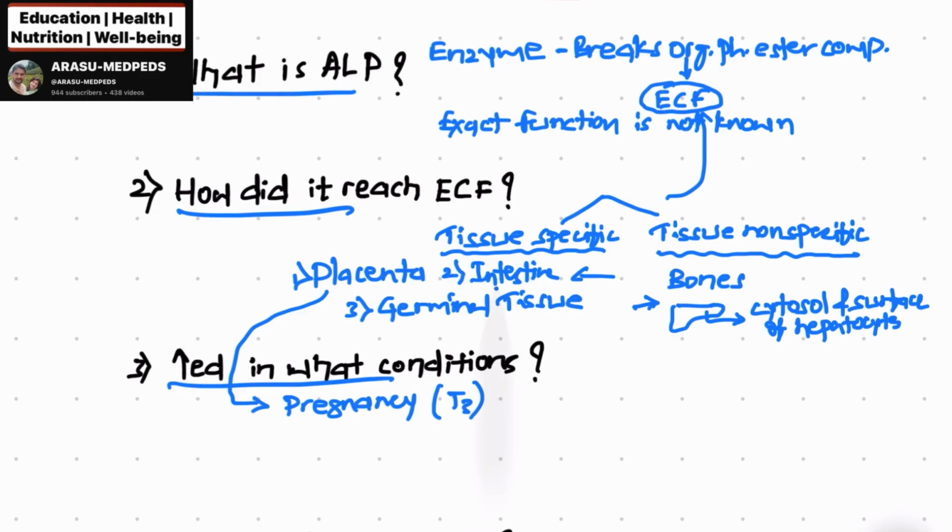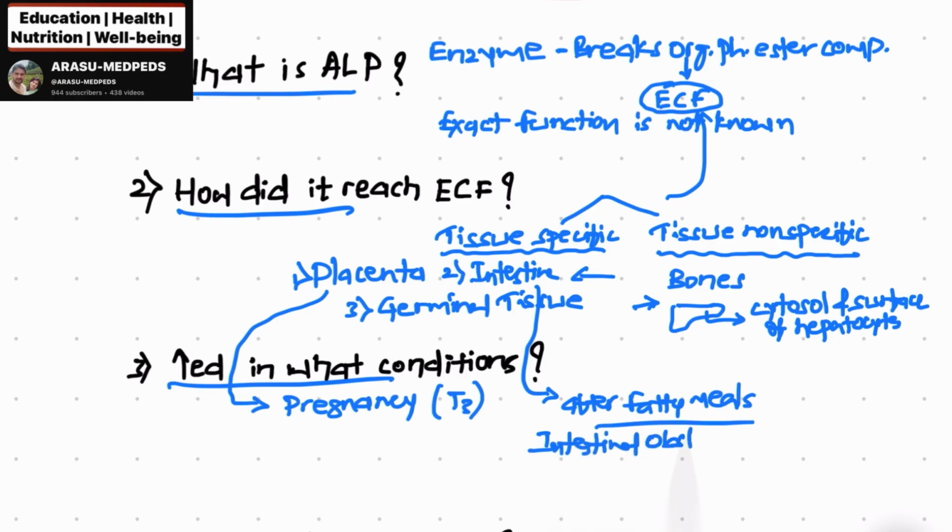Coming to the second source, that is intestine. Here the point is, commonly after fatty meals, there will be raised levels of alkaline phosphatase. That's why, as a basic rule, alkaline phosphatase should be measured in the fasting state. So this is the importance. And one more clinical implication is, whenever there is intestinal obstruction, there will be a rise in ALP levels.